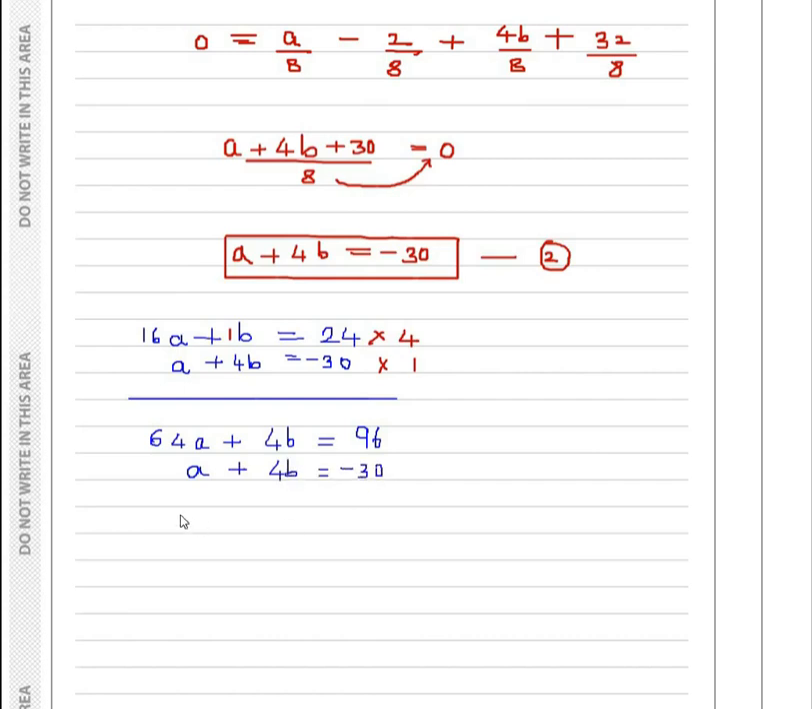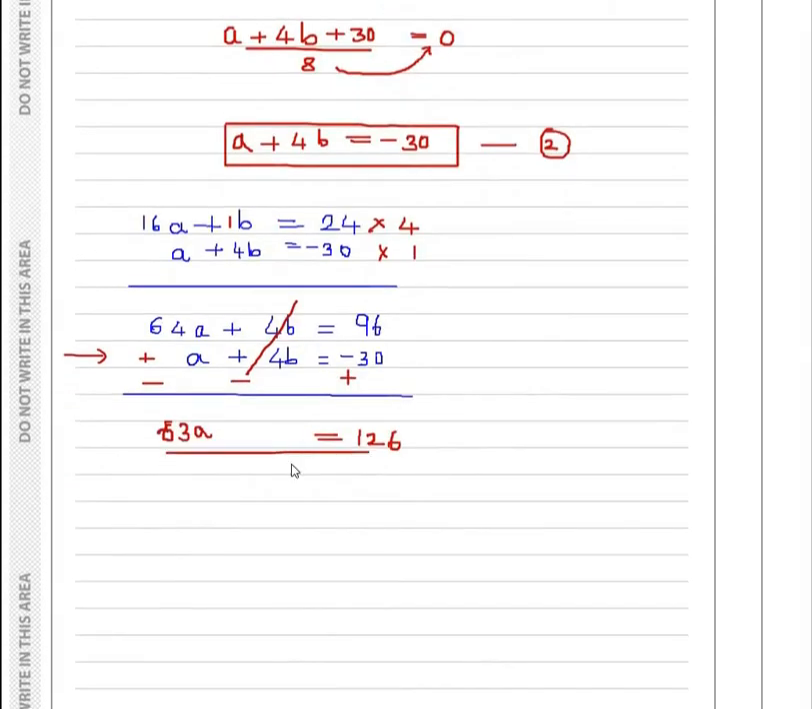After doing this step, we have to flip the signs of the second equation. Wherever there is plus, we make it minus. So here it is minus. And wherever there is negative, we make it positive. So we get 64a minus 1a as 63a, plus 4b and minus 4b gives you 0. And over here, we get 96 plus 50 gives you 126.